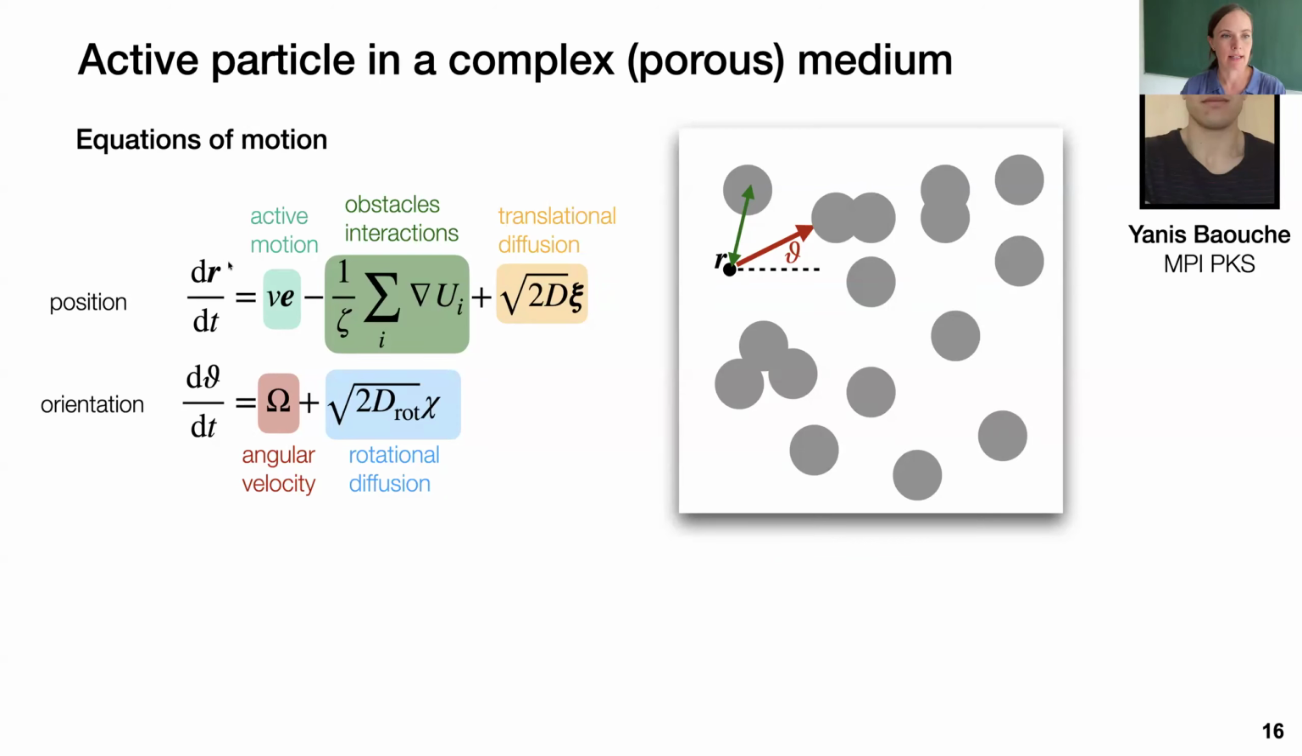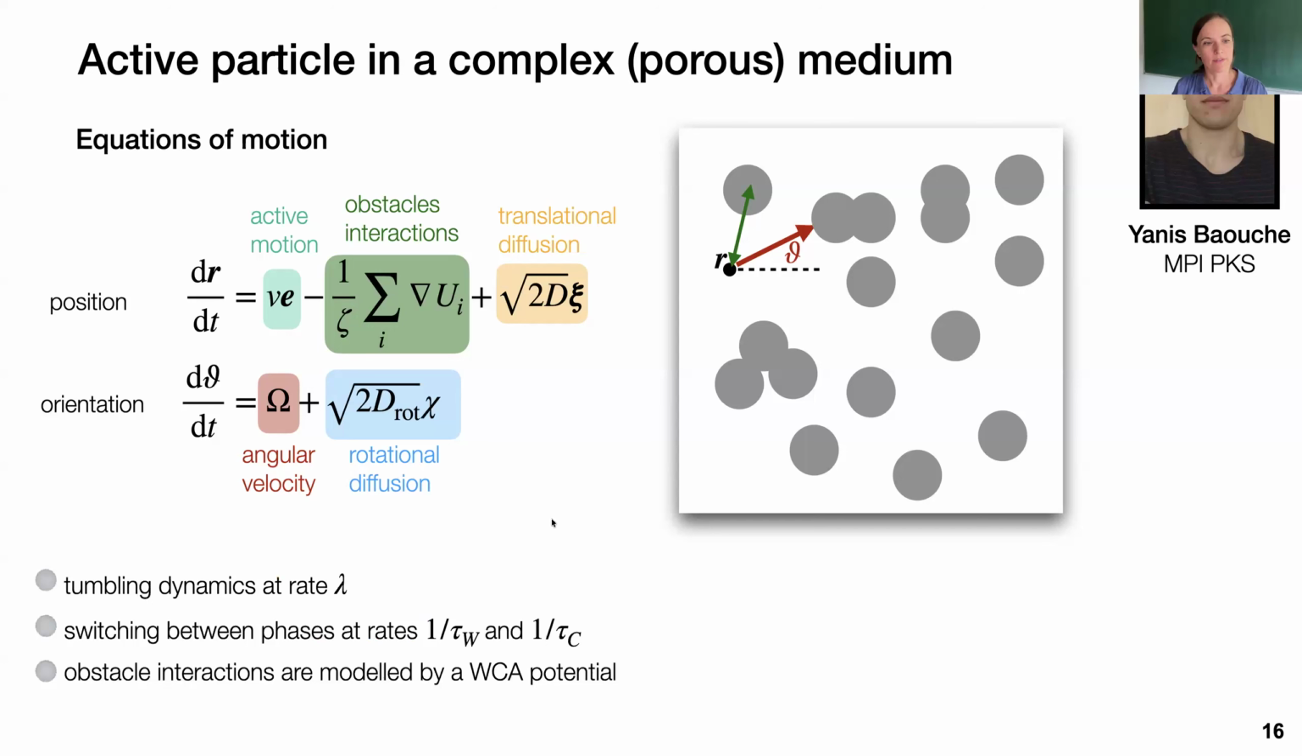So what we simulate is actually the position of the sperm and its orientation. And we know this position changes because they move actively, they interact with obstacles, and they're also subject to some noise. And the orientation of the sperm, depending on which phase they're in, can actually change with an angular velocity and also is subject to some noise. And so there are, of course, various other parameters that are involved in this study. So if the sperm perform this persistent random walk, there's also a tumbling rate we have to think about. Then we have to think about that sperm can switch between phases, etc.